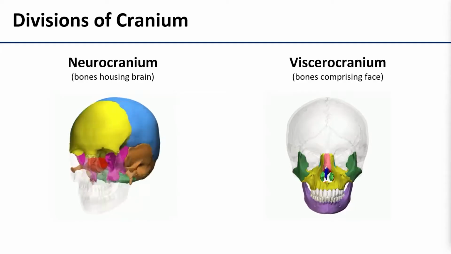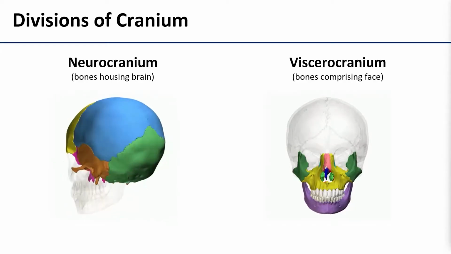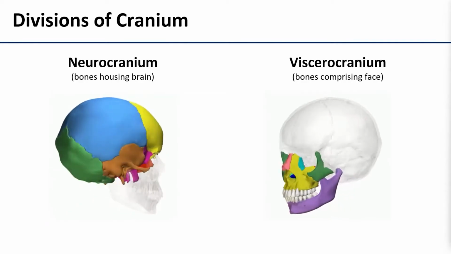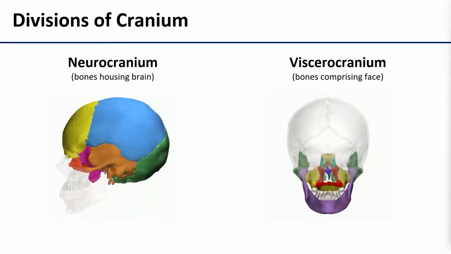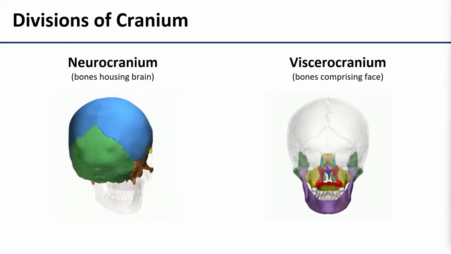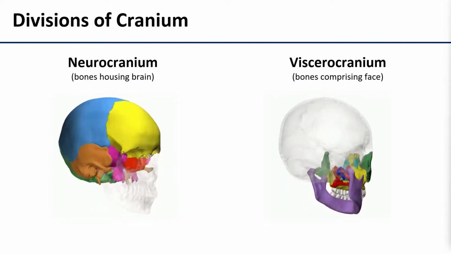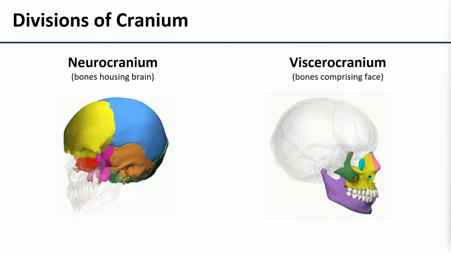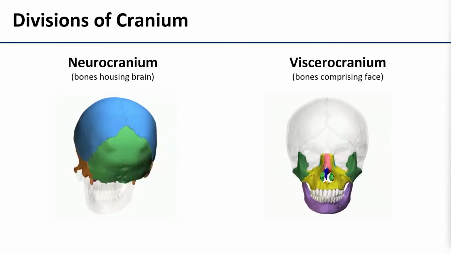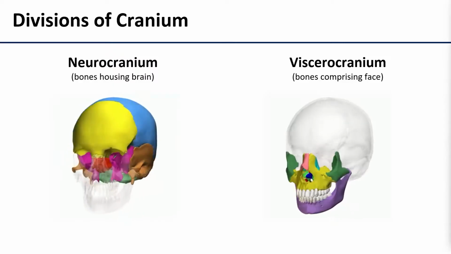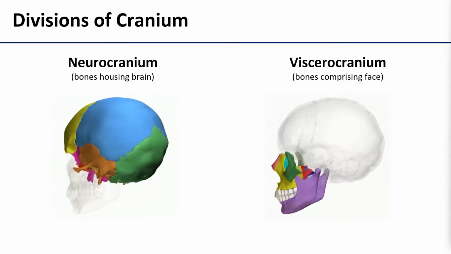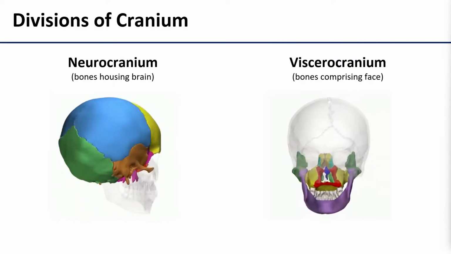Now, if you look closely here, you will no doubt notice that some of the bones appear to touch both the brain and the face. And this is true, right? There has to be some overlap. So if you are wondering what the defining trait is to tell the difference between the two, it's touching the brain. If a cranial bone is in any way touching the brain, it's considered to be part of the neurocranium. Anything else is viscerocranium.